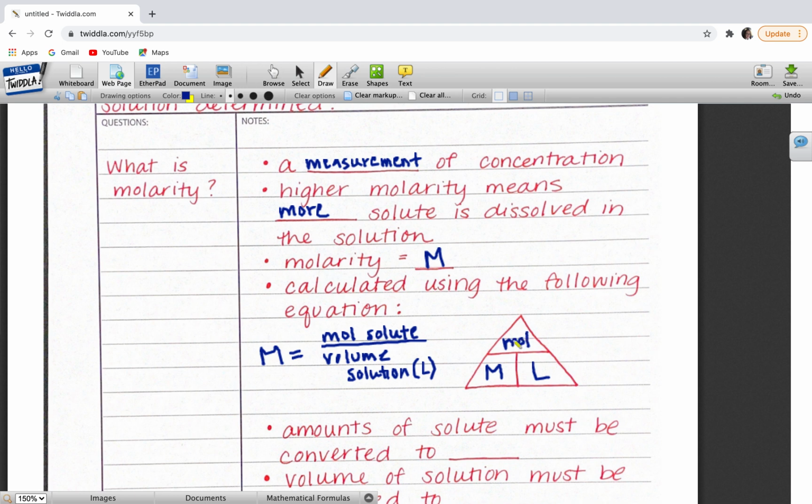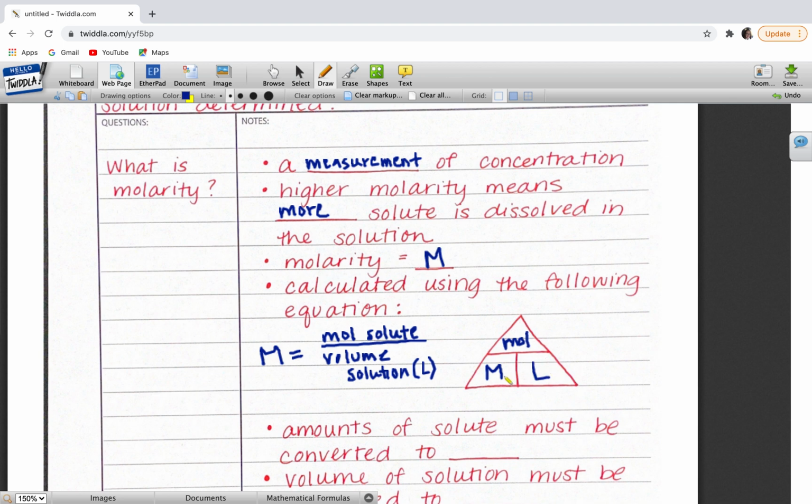So whichever one you're trying to calculate, you cover it up. Like if I wanted to figure out moles, I would cover up moles, and that would leave molarity and volume here. And since they're next to each other, I would just multiply those 2 and it would give me my moles. Or let's say that I was trying to figure out liters. Well, then I'd cover up liters, and what that does is it leaves me with moles over molarity. And so to figure out liters, I would take the moles I was given and divide it by the molarity I was given, and that would give me liters.